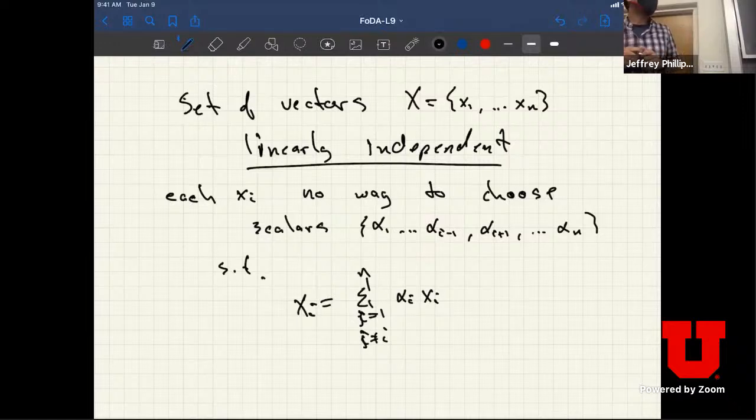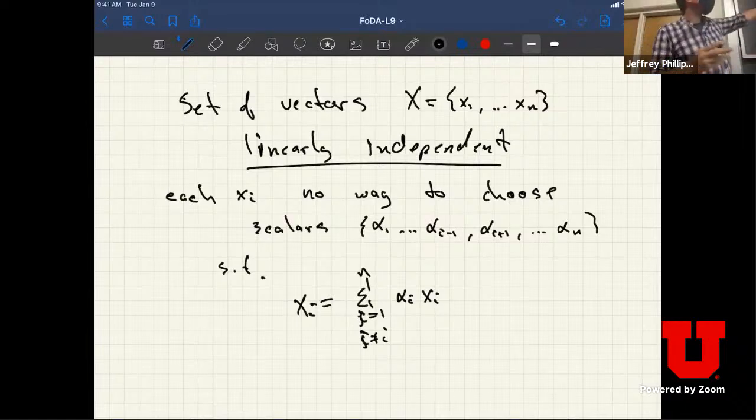So if I could take one out and then recreate it with the other ones, that means I don't need it to represent the same basis. The span, remember, the span is the set of all vectors I can represent with these.